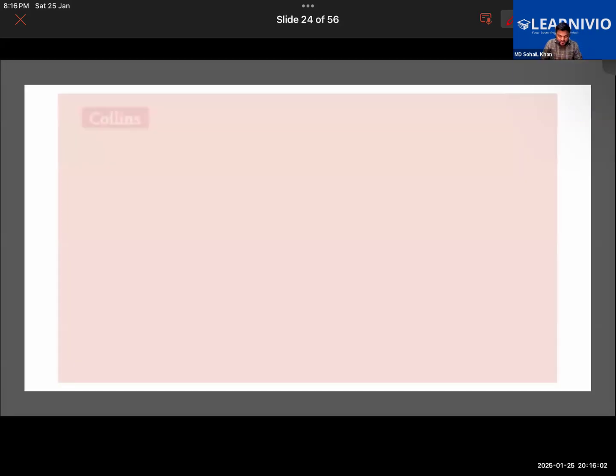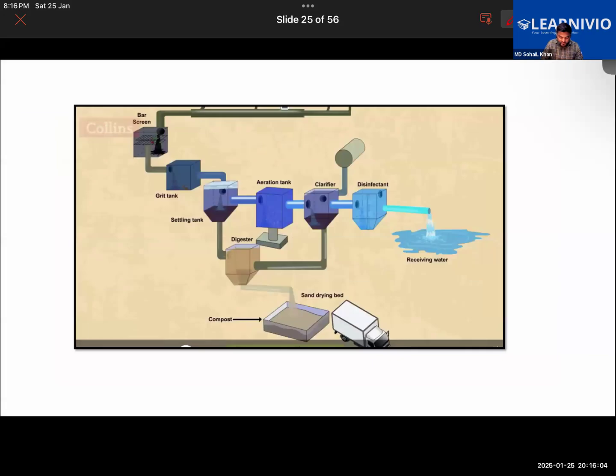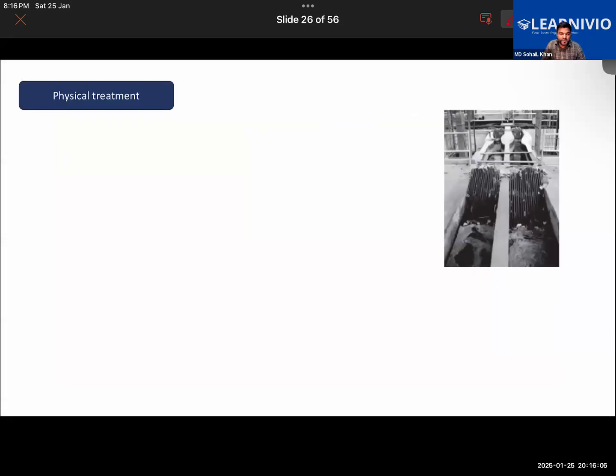So let us discuss the different methods that will be used here. First of all, talking about the physical process. As I told you, physical, biological and chemical processes will be used in the cleaning, right? And it also depends upon what kind of contaminants, what kind of impurities are present in the wastewater. On the basis of that, the physical, chemical, or biological methods will be used.